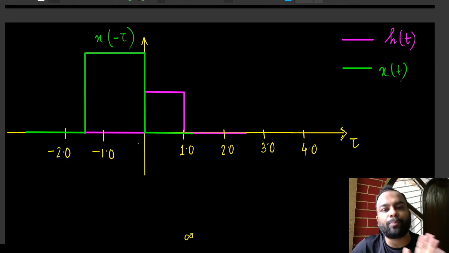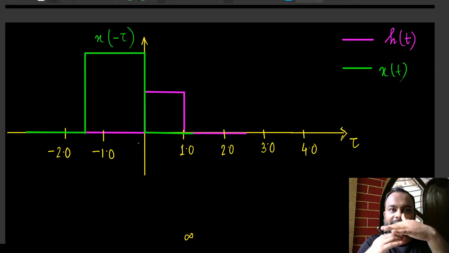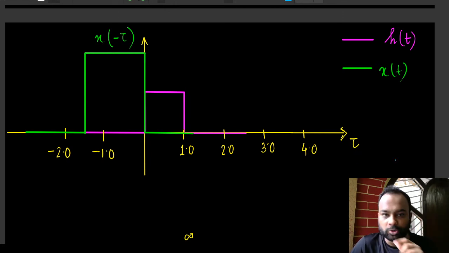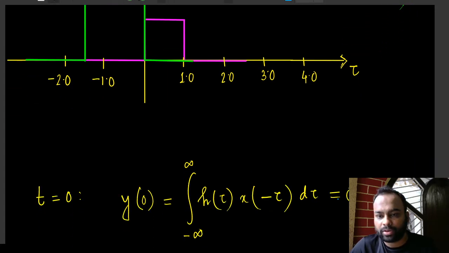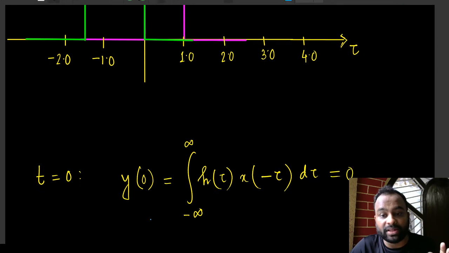So if you multiply these two signals for the entirety of the tau span, not the time span but the tau span, for the entirety of this dummy variable span, the product is 0. So the area under the curve is also 0, and this area under the curve is representative of the output of the system by means of the convolution property, at t equal to 0.